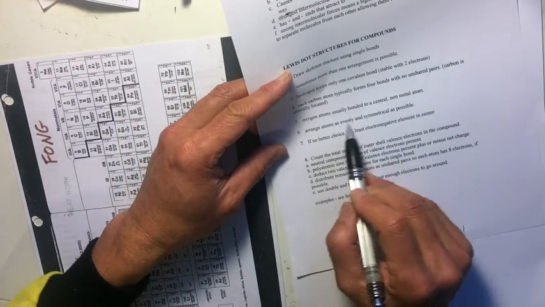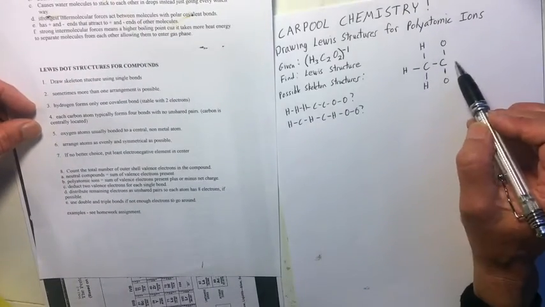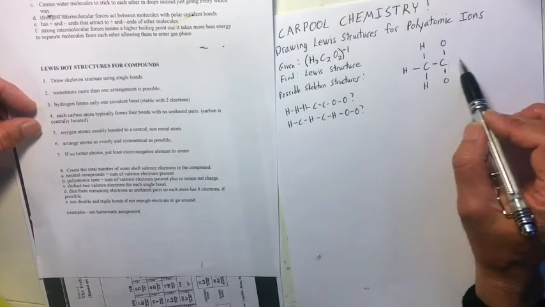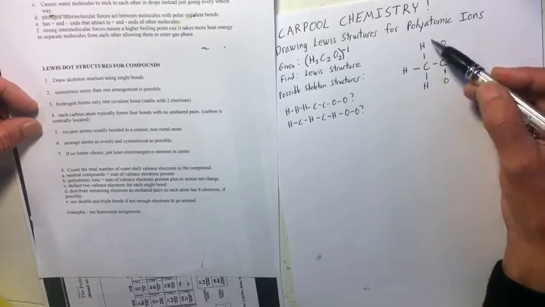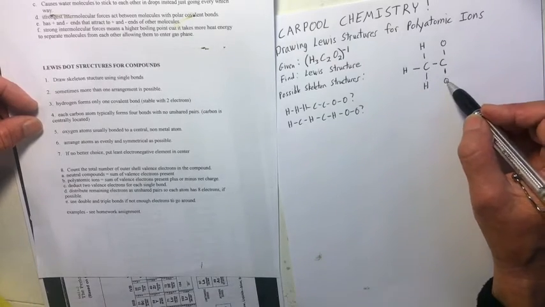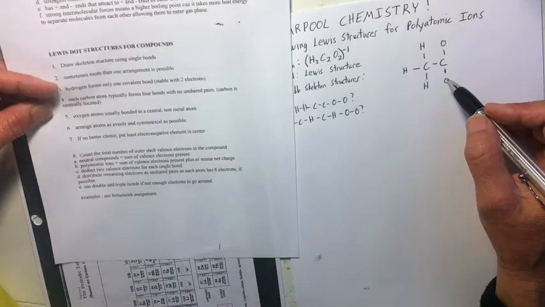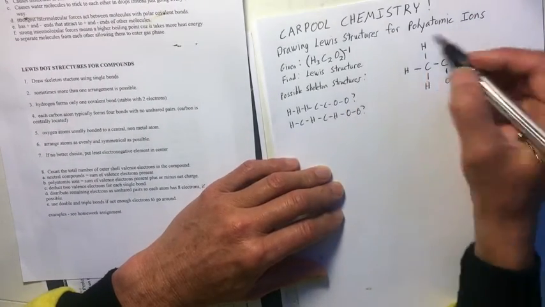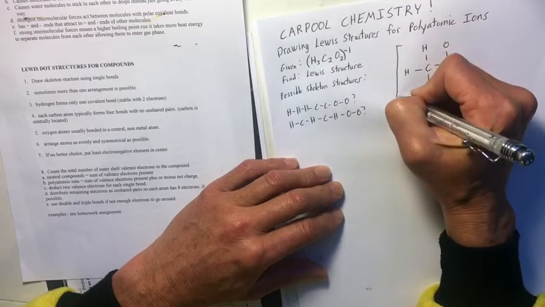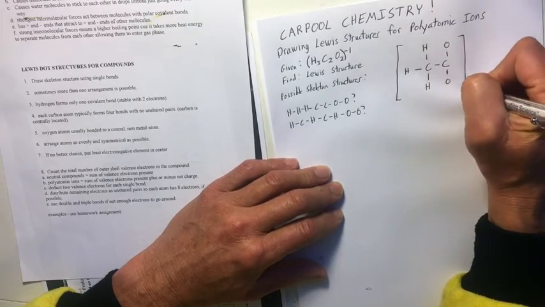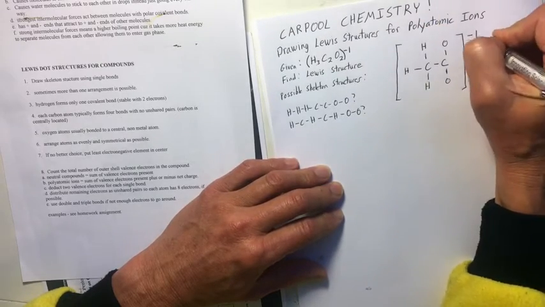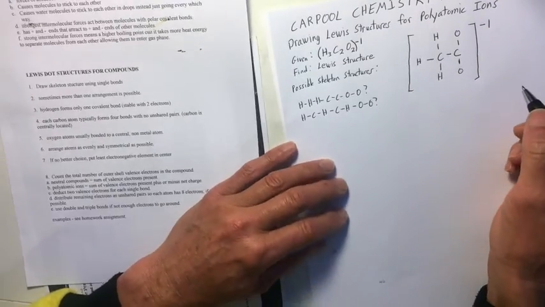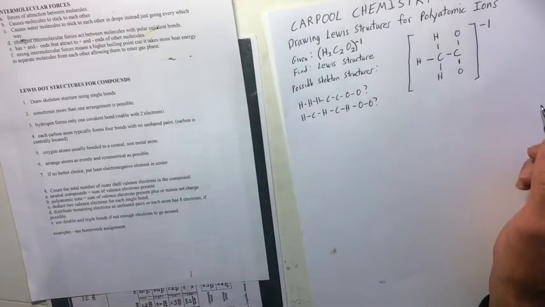Then it says to arrange atoms as evenly and symmetrically as possible. Is this even and symmetrical? Can we fold it along a line going down the middle and fold it on itself and have it match up? It looks like that fits the bill too. Okay? And now, because it's a polyatomic ion, make sure we put a big bracket around it. And we put that -1 charge there, noting that it gained 1 extra electron.